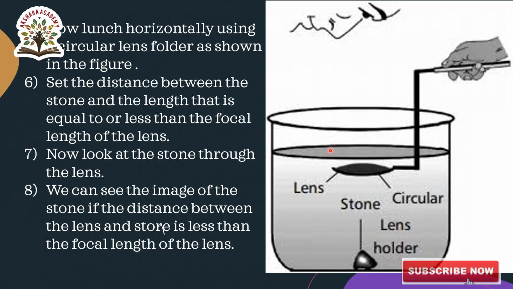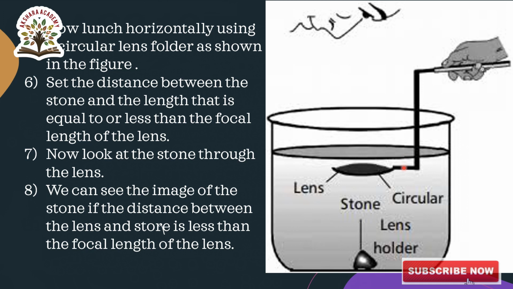Now first, what we are observing: take a convex lens of known focal length, and this is the cylindrical vessel. The height of this cylindrical vessel must be greater than the focal length of the convex lens, and keep a black stone in the vessel at the bottom. Now we are pouring the water. Compulsorily, the height of the water level from the top of the stone is greater than the focal length of the lens.